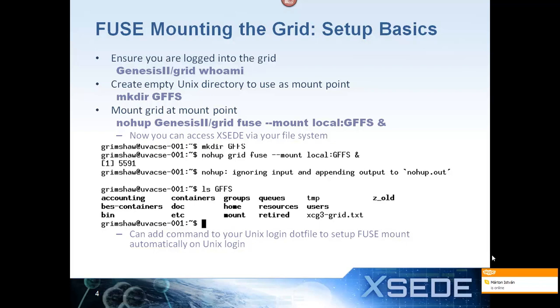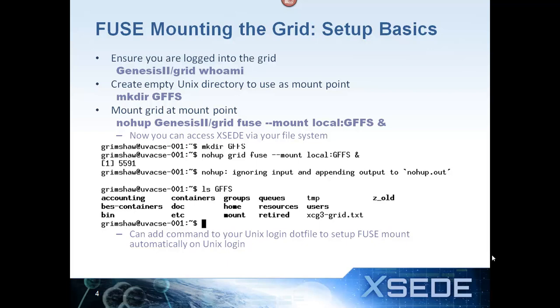It's really a very simple process. This is actually all you need to know. First, you need to make sure you're logged in, doing a grid whoami, and we'll be doing that. You then create the Unix directory that you want to use as a mount point. If you've previously created it, obviously you don't need to do that. And then you mount it.